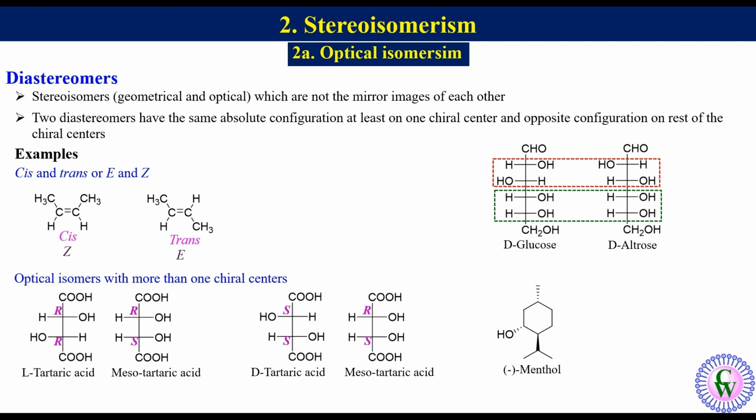Minus menthol and isomenthol. These are also optical isomers but not the mirror images of each other. So these are diastereomers. If we look at the configurations, both have the same configuration at C1 and C2 and opposite configuration at C5. So these are diastereomers.